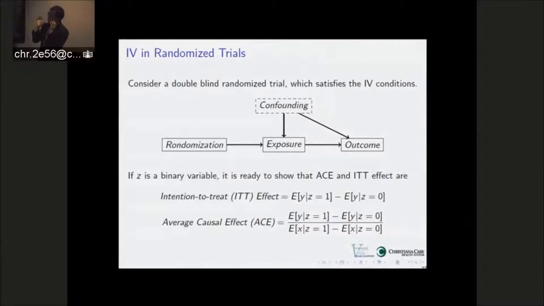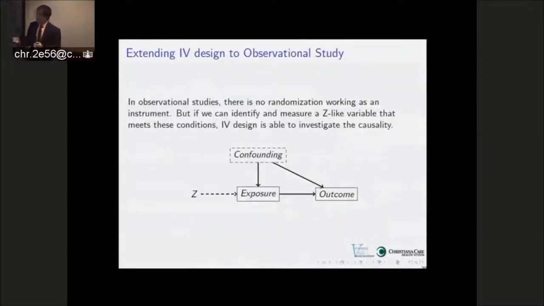This example comes from a randomized trial. But in an observational study, we know there's no randomization. We only start from the exposure, and patients just select their exposure or treatment by themselves. So there's no such variable here. For an observational study, if we can find some variable, a Z-like variable, that meets all these IV conditions, it allows us to detect the exposure effect on the outcome no matter what kind of confounding there is. This is the basic idea of the IV estimate in observational study.